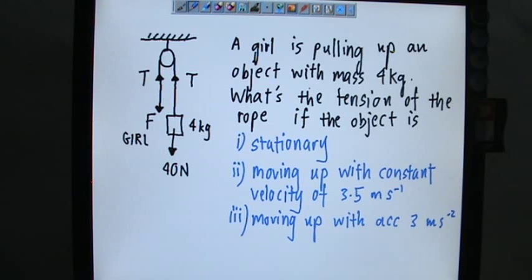Let's look at one example. A girl is pulling up an object with mass 4 kg. What's the tension of the rope if the object is stationary, moving up with constant velocity of 3.5 meter per second, moving up with acceleration 3 meter per second?